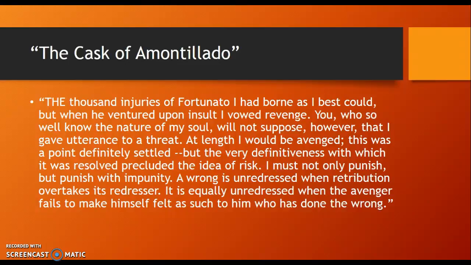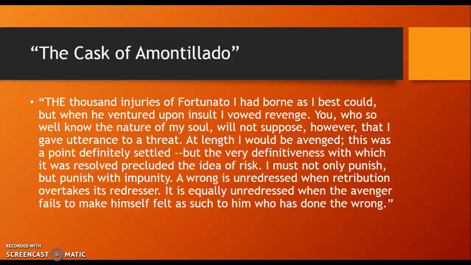The thousand injuries of Fortunato I had borne as best I could, but when he ventured upon insult, I vowed revenge. You, who so well know the nature of my soul, will not suppose, however, that I gave utterance to a threat. At length I would be avenged. This was a point definitely settled. But the very definitiveness with which it was resolved precluded the idea of risk. I must not only punish, but punish with impunity. A wrong is unredressed when retribution overtakes its redresser. It is equally unredressed when the avenger fails to make himself felt as such to him who has done the wrong.